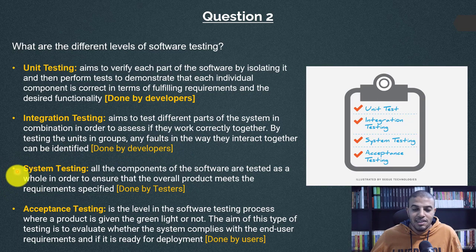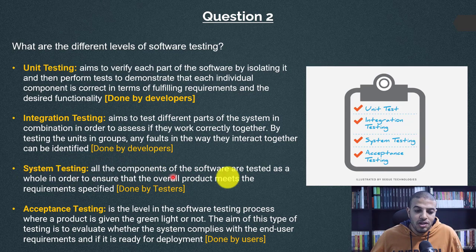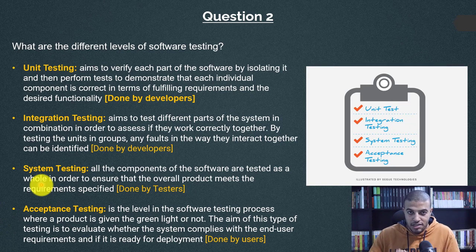Then we have the testing level that the tester is responsible for, which is system testing. Here we tested the components, then we tested the integrations between them. Now we have a whole system, we can test this whole system. Who tests it? The testing team or the tester, okay? So this is system testing. All the components of the software are tested as a whole in order to ensure that the overall product meets the requirements specified. Then at last we have acceptance testing. Acceptance testing is like system testing, but it is not done by testers. It is done by stakeholders, by, for example, users, okay?